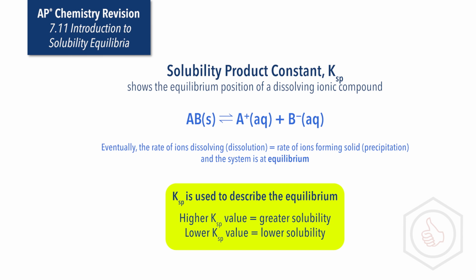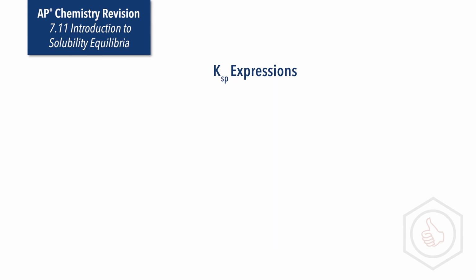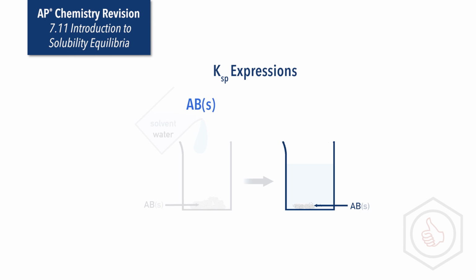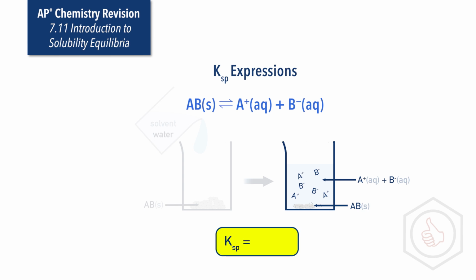To write a KSP expression for a given salt, we first must write out the reaction. So for the example just given, AB solid goes to form A+ aqueous plus B- aqueous. The KSP expression then would just simply be KSP equals concentration of A+ times concentration of B-. Because remember, we don't include solids in equilibrium expressions.